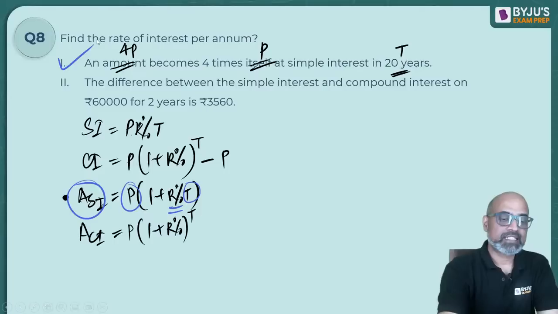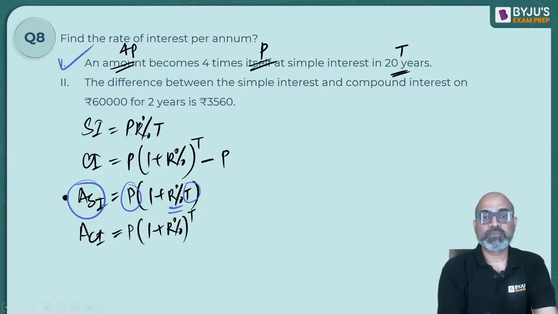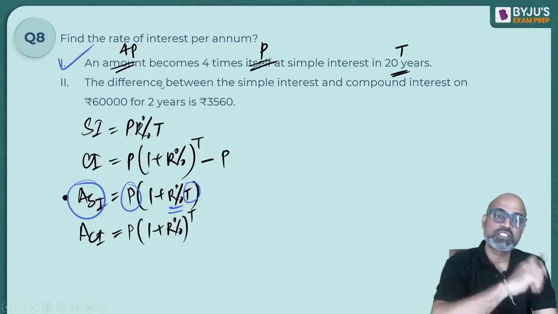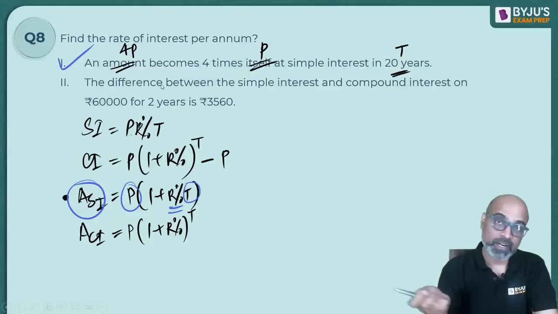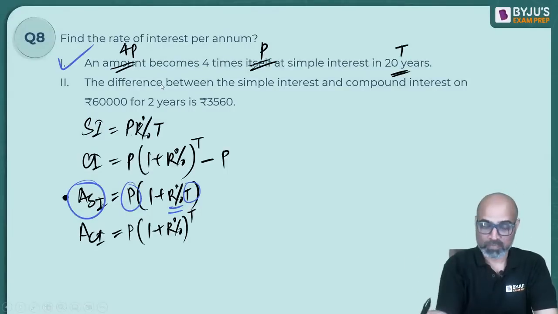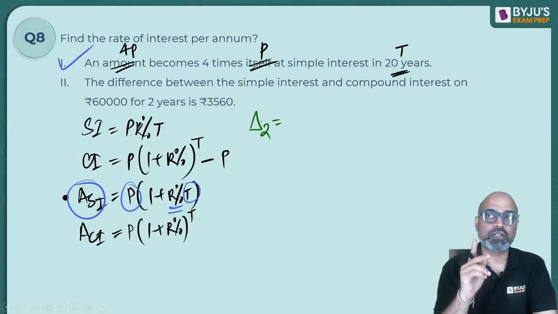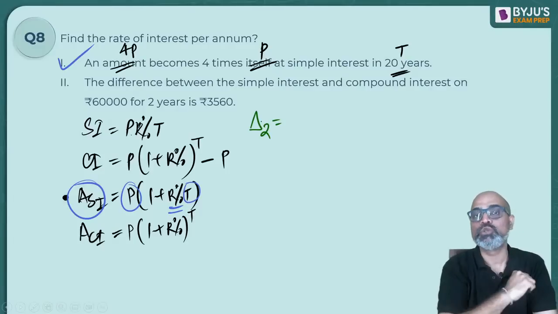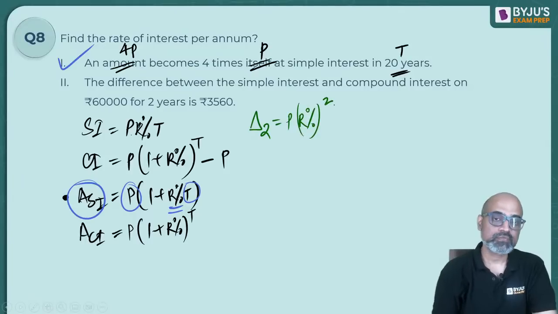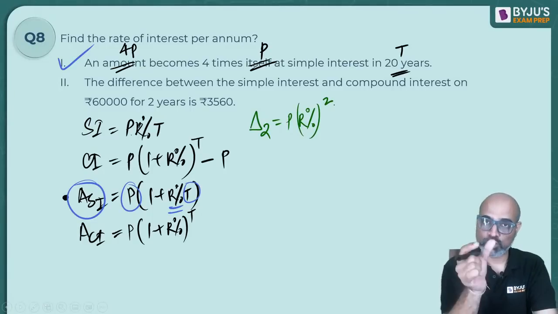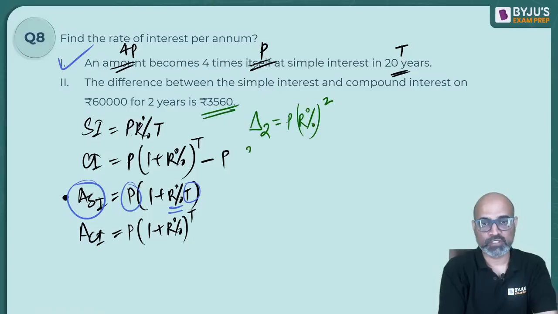Right? Second statement. The difference between the simple interest and compound interest on 60,000 for 2 years is 3,560. Now they have again not held the nose directly, but gone around to hold it. They have to make the question, right? So what is the formula for the difference of simple interest and compound interest at the end of 2 years? In case people did not know, it is given as P (R percent) whole square. This is the difference. Delta 2 means the difference. So the difference is 3560.